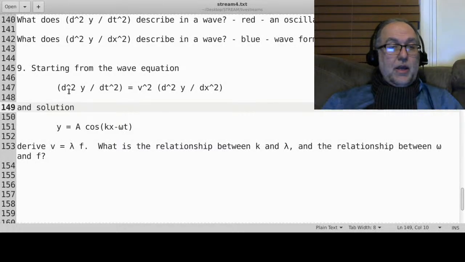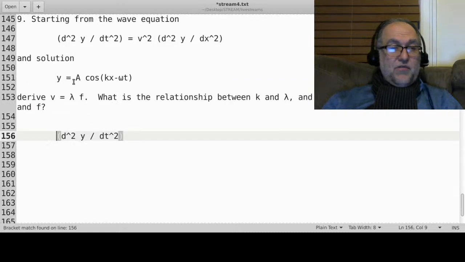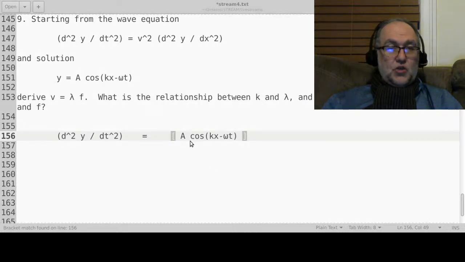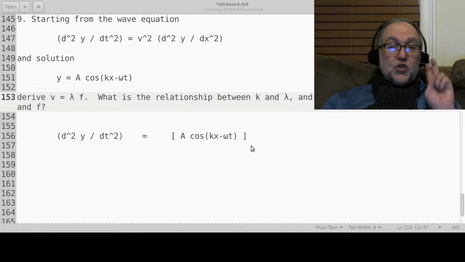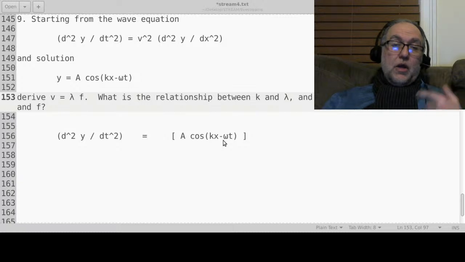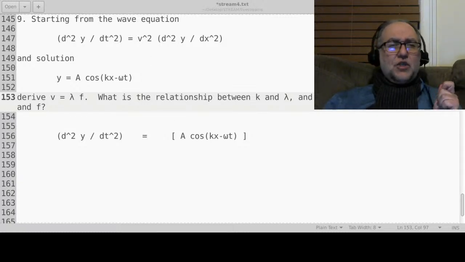So let's take a look here. Take this function, put it in brackets, and differentiate that function in square brackets twice with respect to time. The first time you differentiate it, you get an omega in front, but it becomes a sine. The second time, you get another omega in front, and it goes back to the cosine, with an extra negative sign.